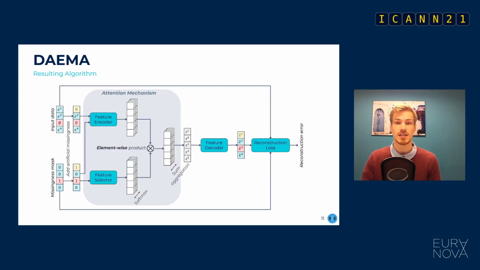Here is the final architecture of DAEMA. If we replace the whole attention mechanism block by a single feature encoder, we obtain the denoising autoencoder introduced earlier. In the attention mechanism block, there is a feature encoder producing many latent representations. Empirically, this is better than having multiple feature encoders, each producing one latent representation. At the bottom, there is the feature selector, taking a mask as input and producing a set of weights for each latent feature. These are used to make an average through softmax, product, and sum operations in order to obtain the final latent representation of any sample.